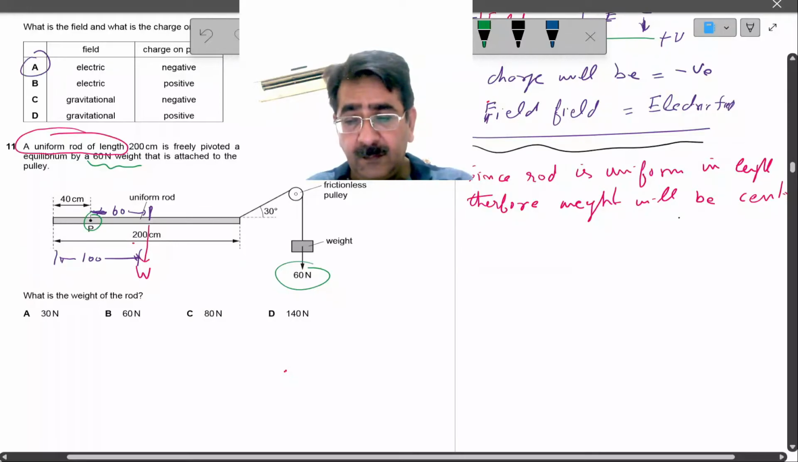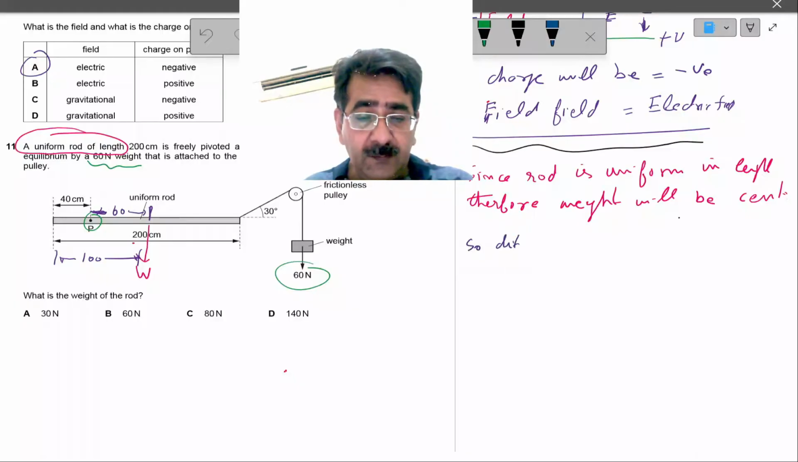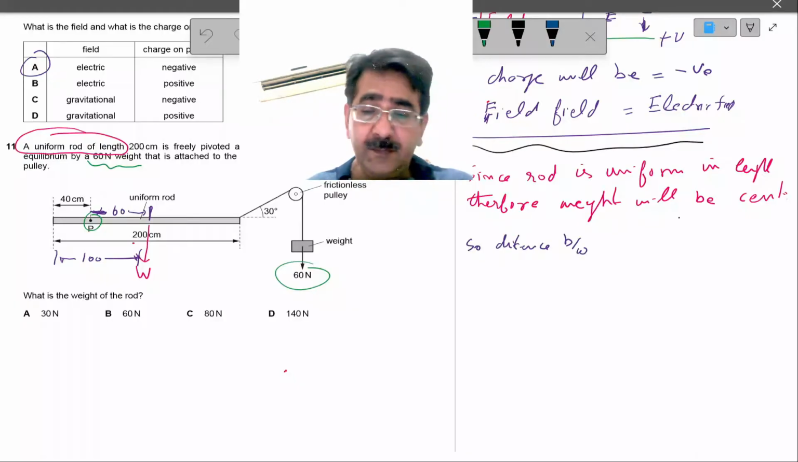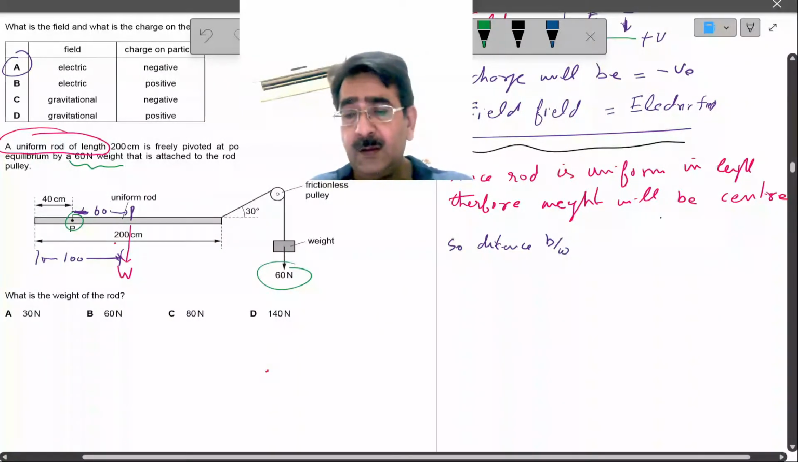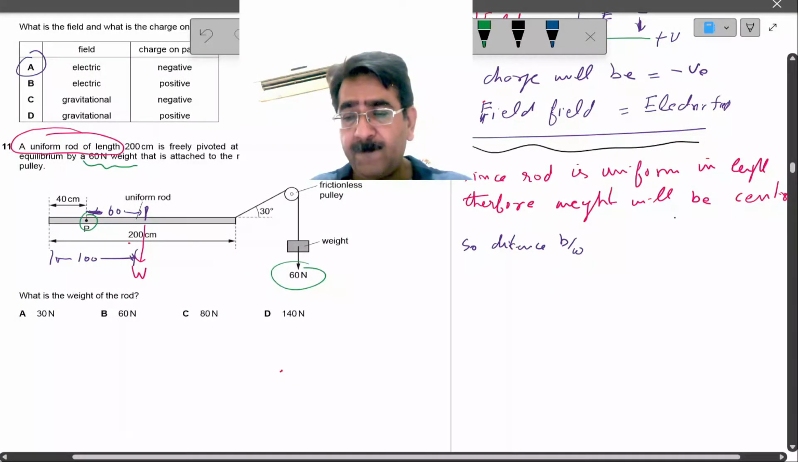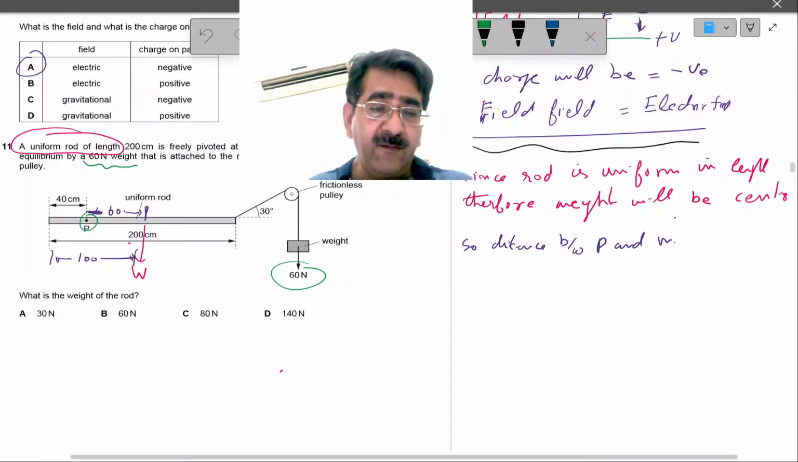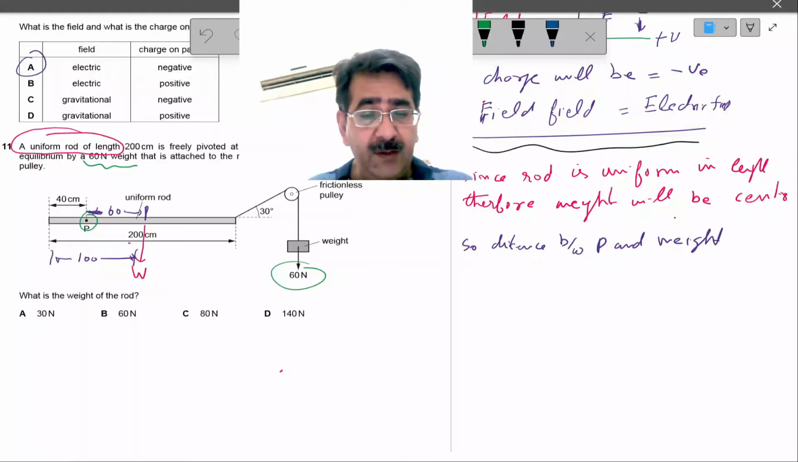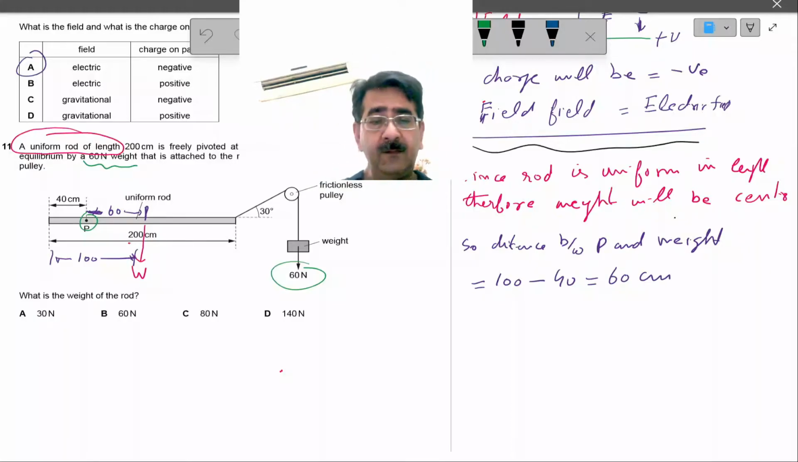The distance between P and the weight will be 100 minus 40, that will be 60 centimeter. Because this is at equilibrium, the torque balances.